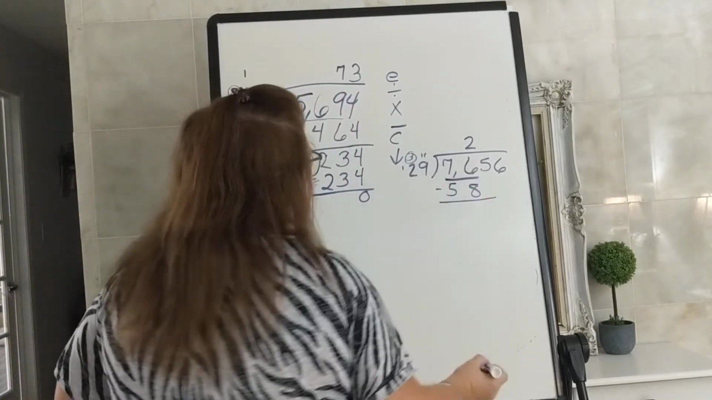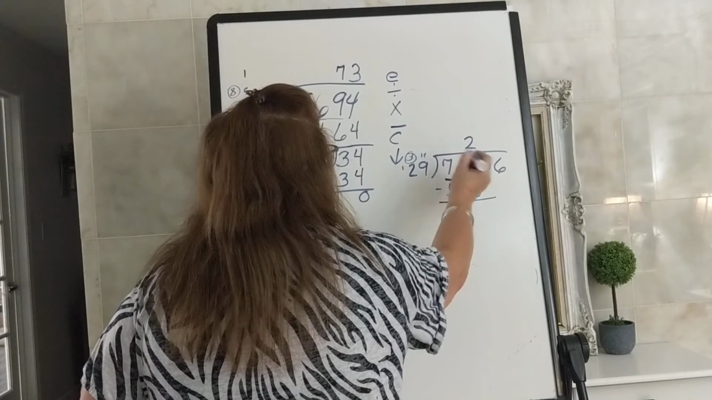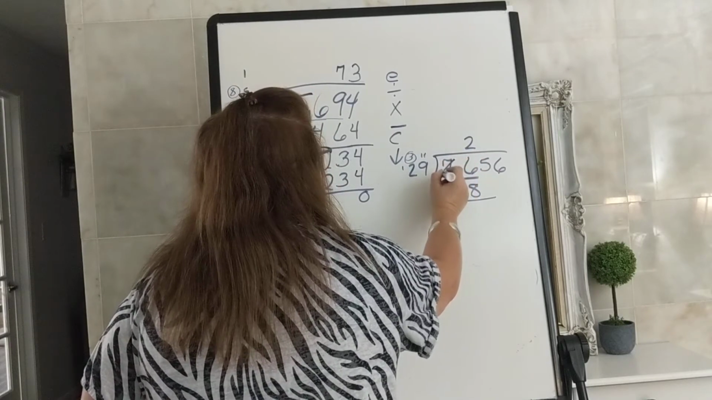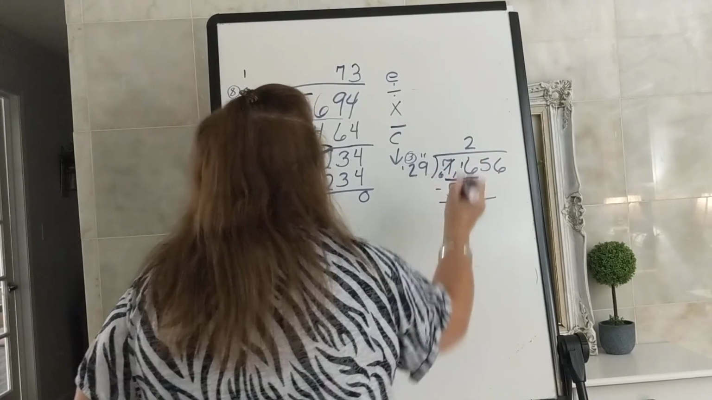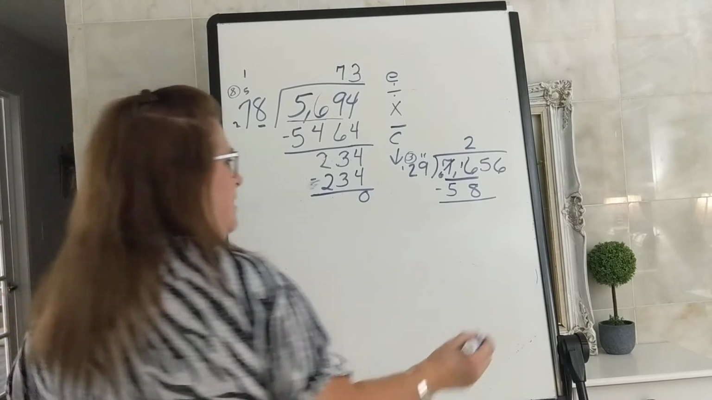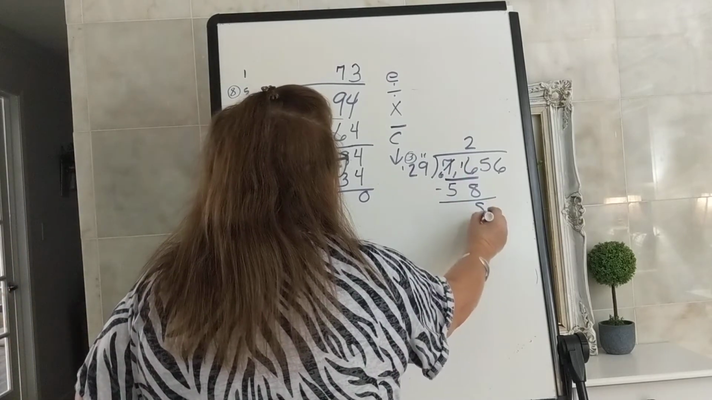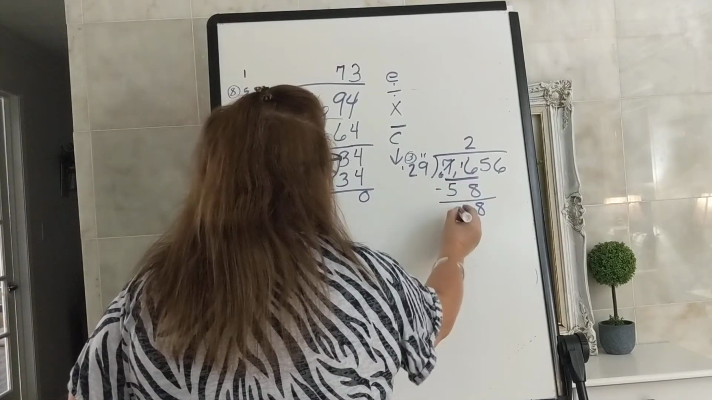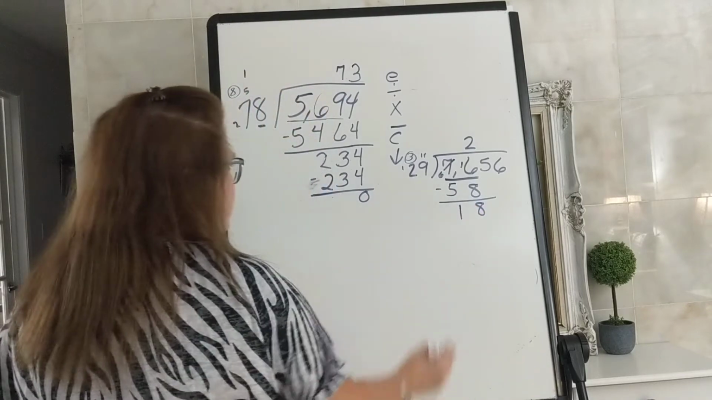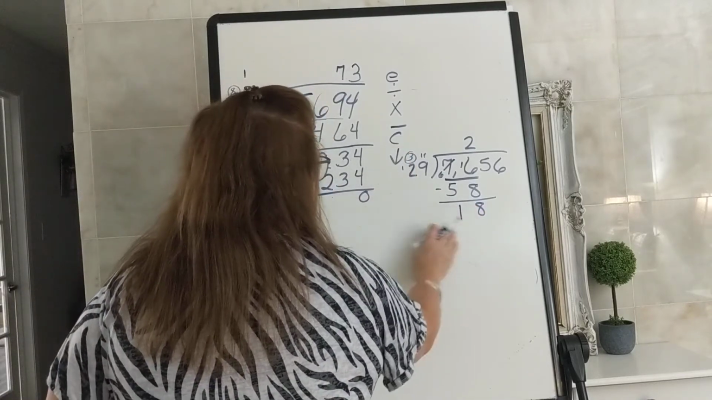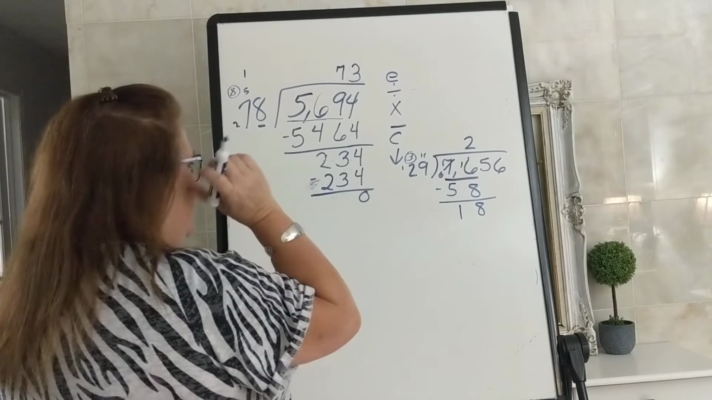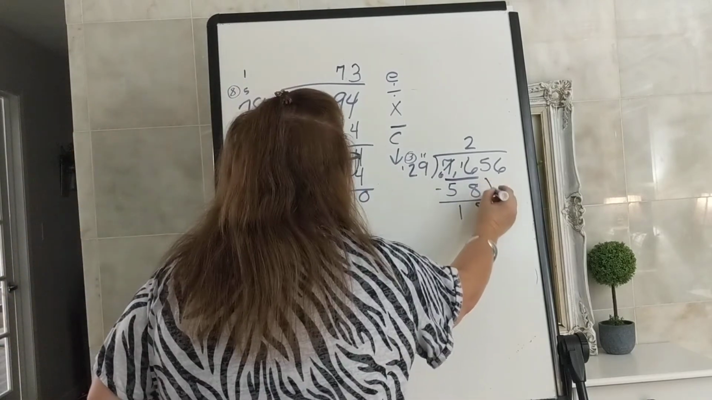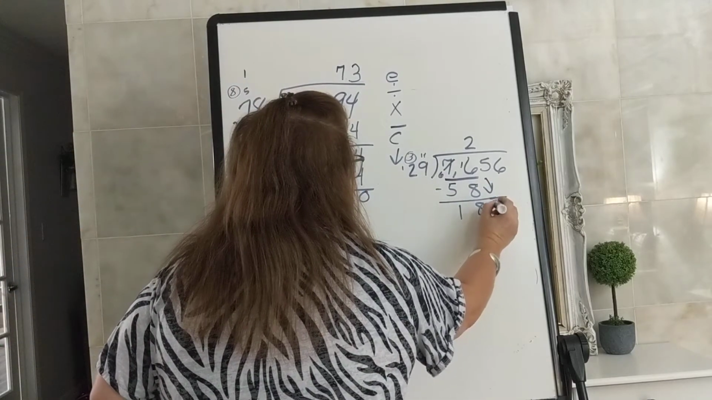Can we say 6 minus 8? Nope. So we're going to cross out our 7, borrow from it, make it 6, and put a 1 in front of our 6, making it 16. So 16 minus 8 is 8, and 6 minus 5 is 1. We have to compare. Is 18 smaller than 29? It sure is. So we bring down our next digit, which is a 5.